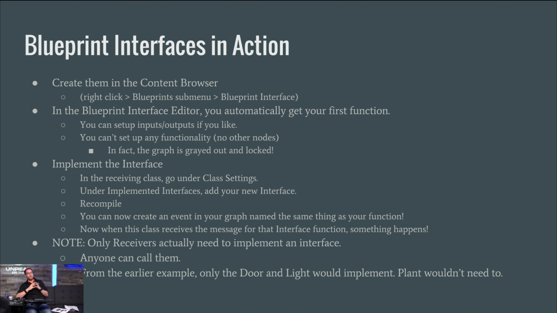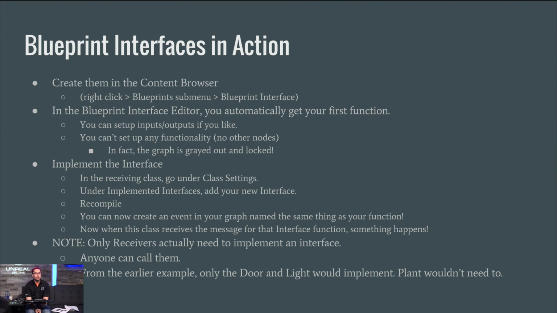So once you've done that, you can create an event in your graph, named the same thing as your function, and when this class receives the message for that interface function, something will happen in return. Now, note, as I said before, receivers are the only thing that actually need to implement the interface. You don't have to worry about it in the sender because anybody can call an interface. Anything in your world can make a call out to an interface. Only receivers have to implement and therefore respond.